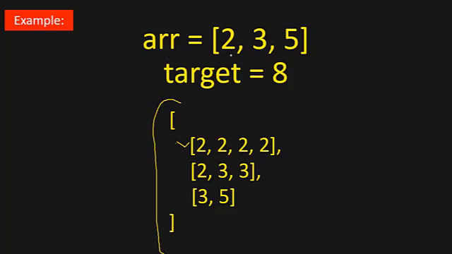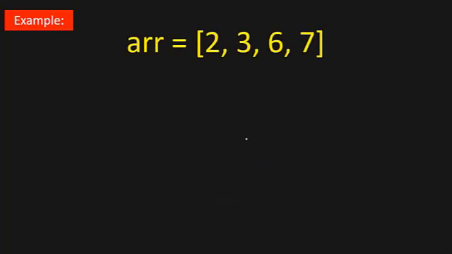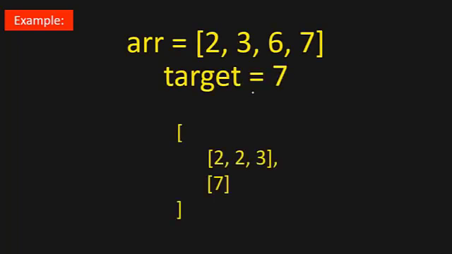From the problem statement, we see that we can select an element from this array an unlimited number of times. If we are given this array and target equals 7, then we have to return these 2 combinations: 2 plus 2 plus 3 equals 7, and we have only one 7. So we have to return this list of combinations for this given input.